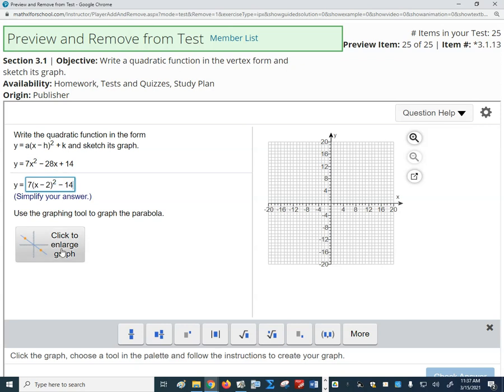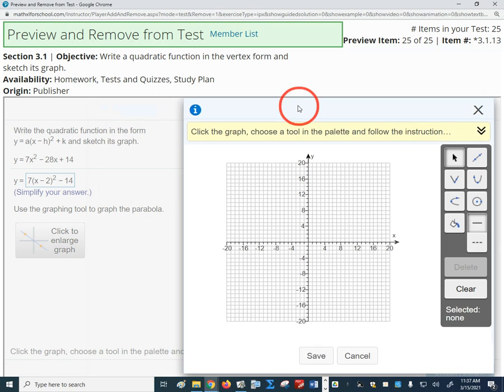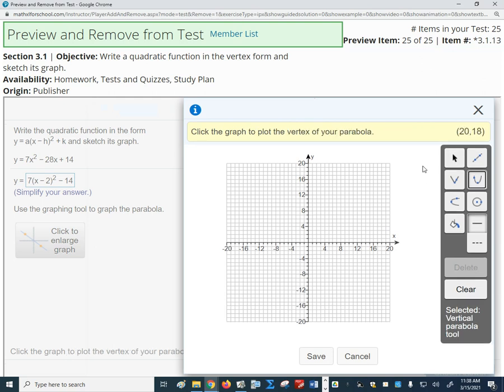Okay, so there's what we did. And to graph this, we've got a vertex at 2, negative 14. Now notice you can see the coordinates that I'm pointing at up there, so you can just double check yourself. So there it is, 2, negative 14. Now answer the question for me this time. Over 1, what? A is 7. Okay, good. Over 1, up 7.